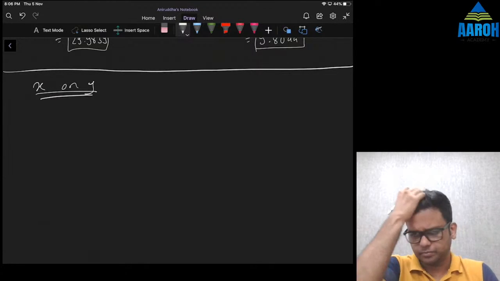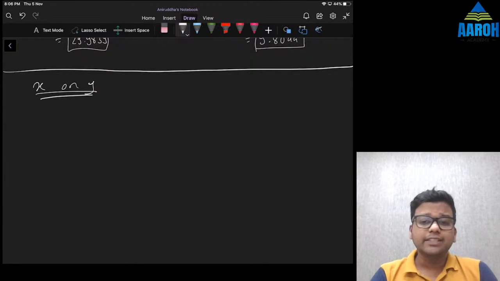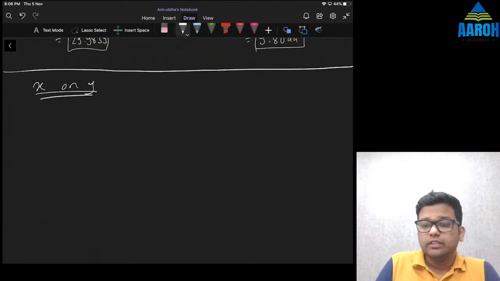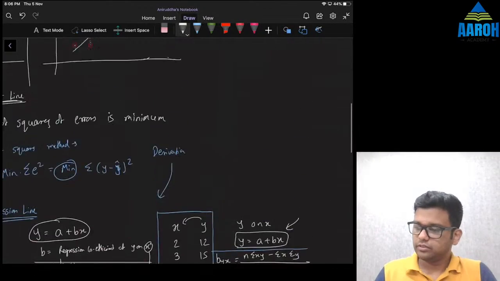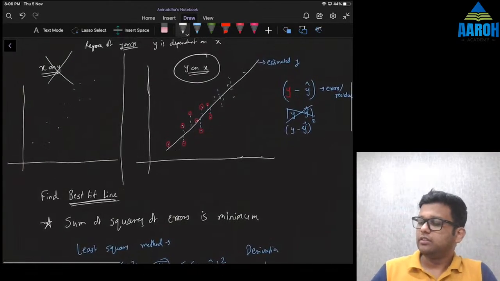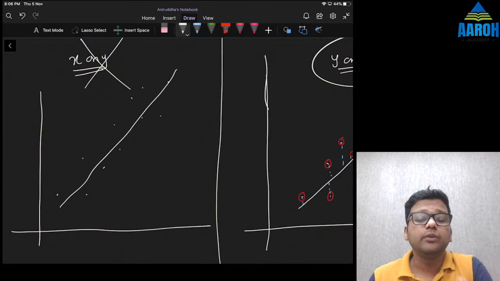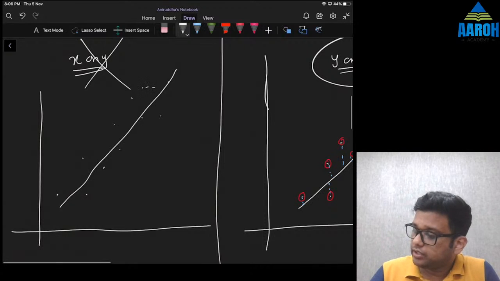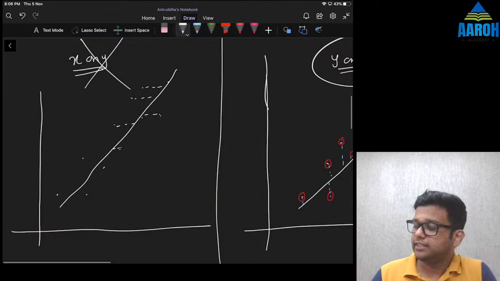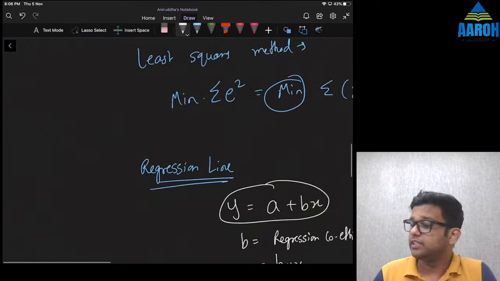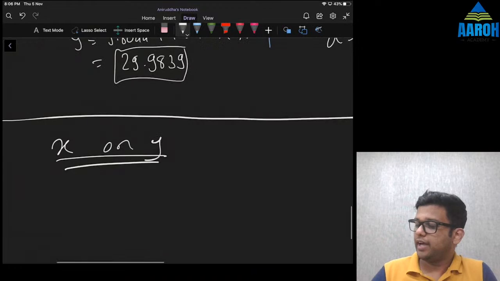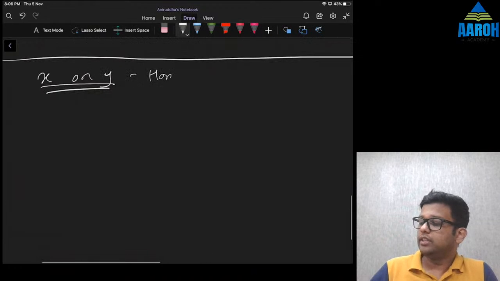Correct, good. Now X on Y will be exactly opposite. This is very important from the MCQ point of view: in X on Y, since X is dependent on Y, we have to find the X value. So we take horizontal distances between the point and the line. There is one MCQ in the exercise on this. For X on Y, we take horizontal distances, which are errors. Remember that, horizontal distances.